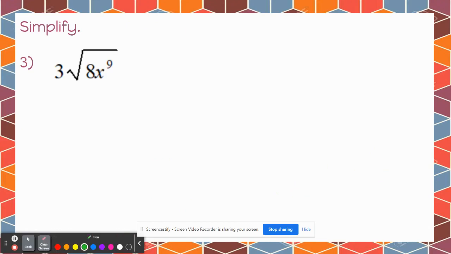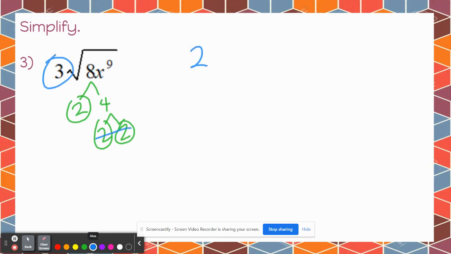Go ahead and factor out. Pause and try to do these ones by yourself. Okay, so square root of 8 is 2 times 4. 4 is 2 times 2. Okay, we're going to pull out our pairs. So we have 1 pair. So we're going to pull that 2 out.